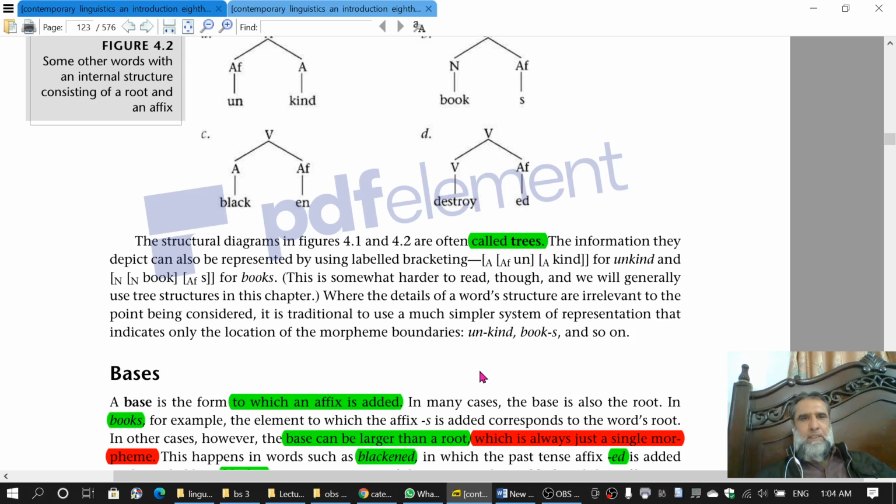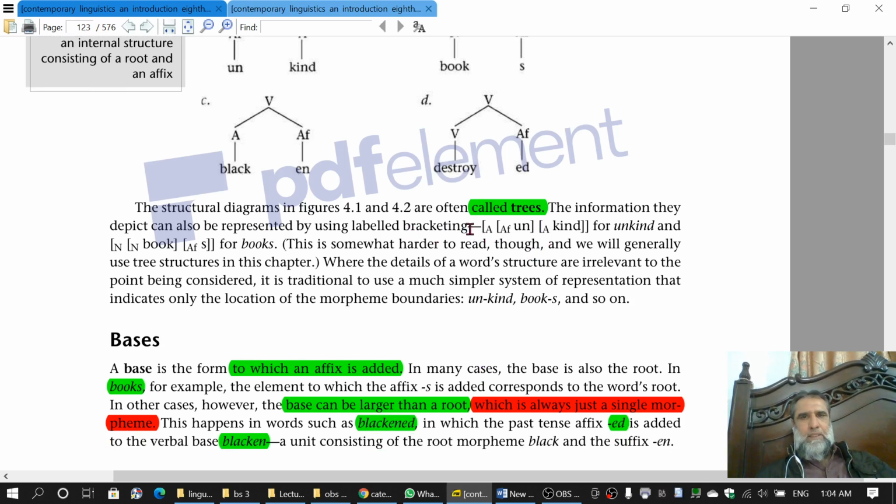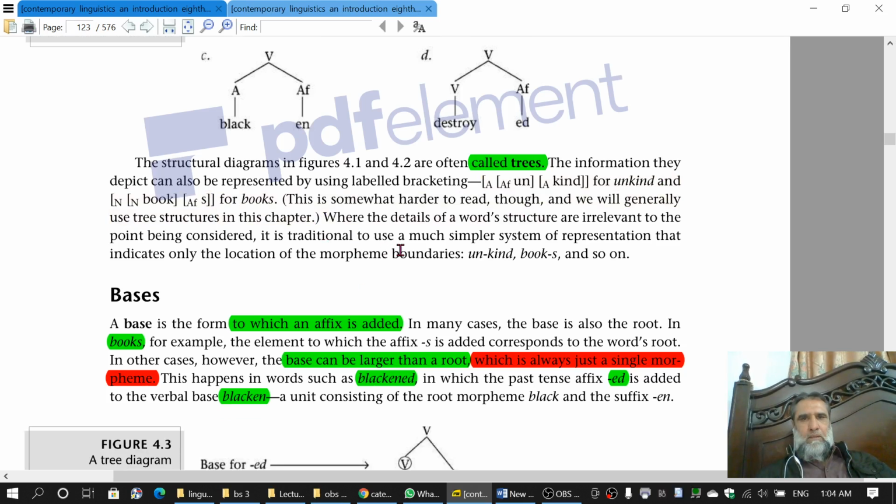या इसको ट्री डायग्राम भी कहते हैं. इसका दूसरा तरीका ब्रैकेटिंग का है, लेकिन वो रिप्रेजेंटेशन समझना थोड़ा सा मुश्किल है, तो ट्री डायग्राम से काम लें. Where the details of a word structure are irrelevant to the point being considered, अगर ज़्यादा डिटेल की ज़रूरत ना हो, जो नुक्ता एक्सप्लेन करना है उसके लिए, it is traditional to use a much simpler system of representation, तो एक सादा सिस्टम इस्तेमाल करते हैं, that indicates only the location of the morpheme boundaries, उससे हमें morpheme boundary का पता चलता है, जैसे unkind, तो सादा तरीका बीच में हाइफन लगा दिया, book और s हाइफन बीच में, and so on.